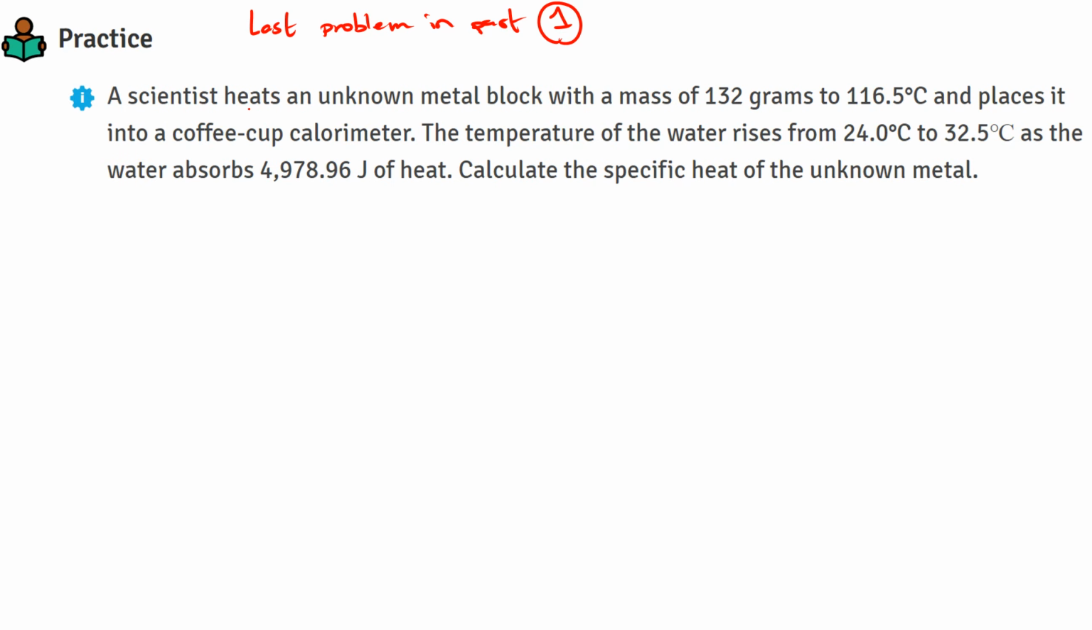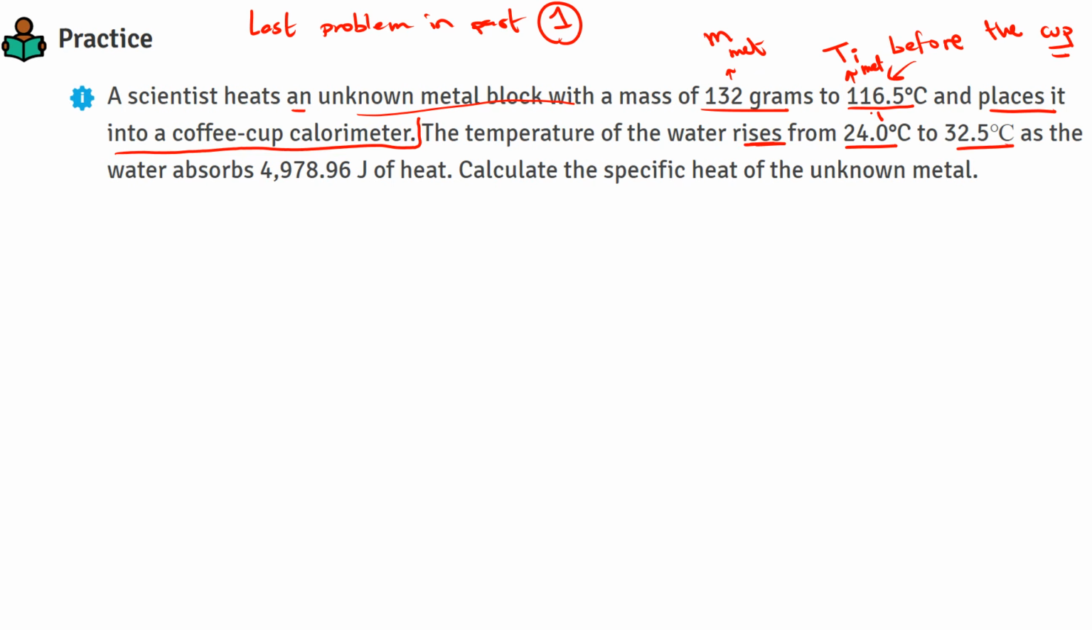A scientist heats up an unknown metal block with a mass of 132 grams to 116.5 and places it into a coffee cup calorimeter. So this is before the coffee cup calorimeter. This temperature is the initial temperature, let's say Ti of metal, and this is the mass of the metal. The temperature of the water inside the coffee cup calorimeter rises from 24. So this is Ti of water, and this is T final of water.